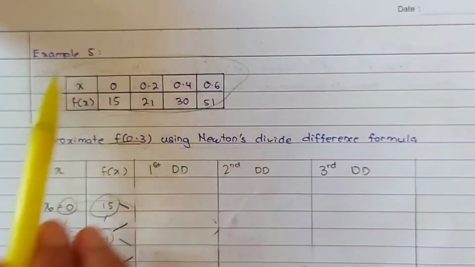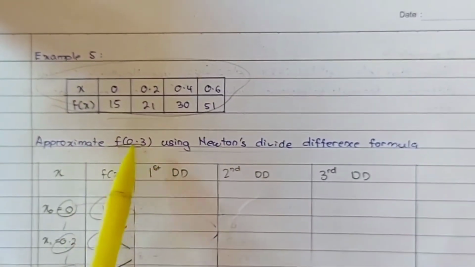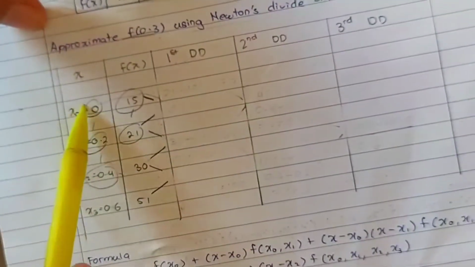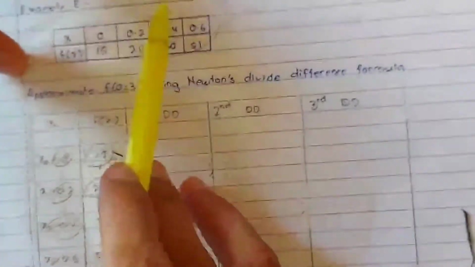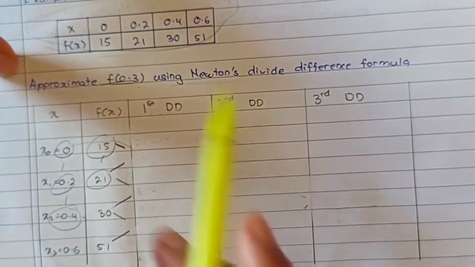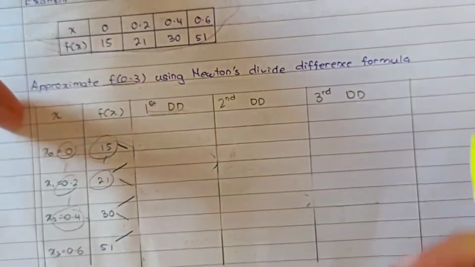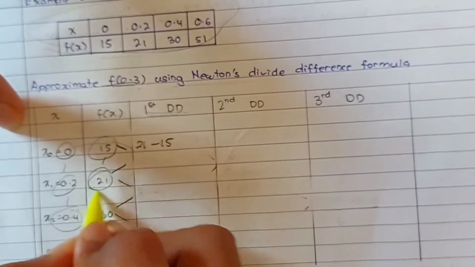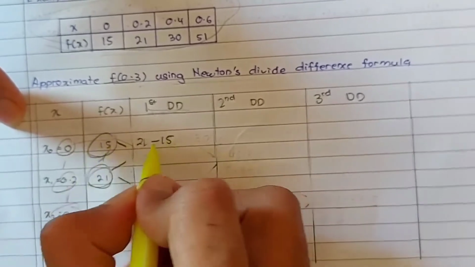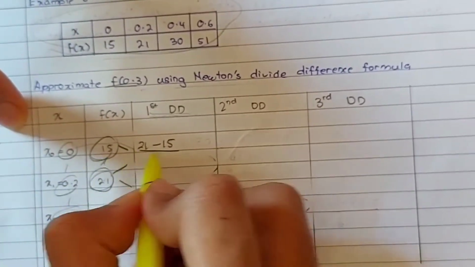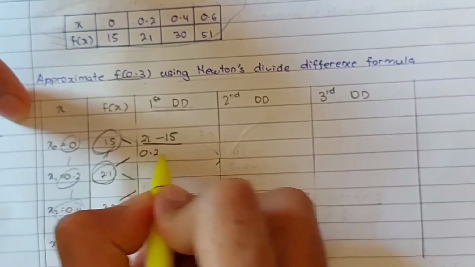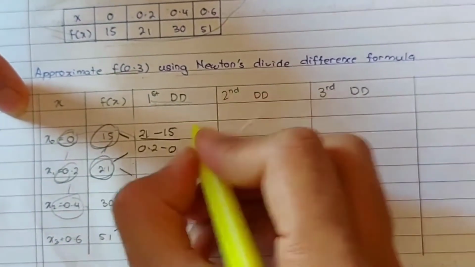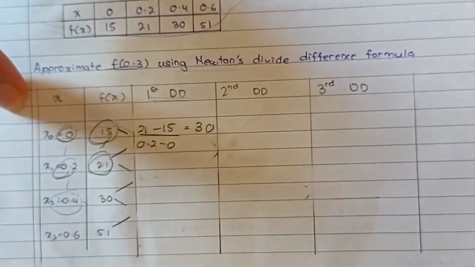Next, we have example 5. So this is the table of x and f(x). The question asks to find the function for 0.3. As you can see, first we're going to do the first divided difference. We take 22 minus 15 over 0.2 minus 0. Calculate it and we get 30.